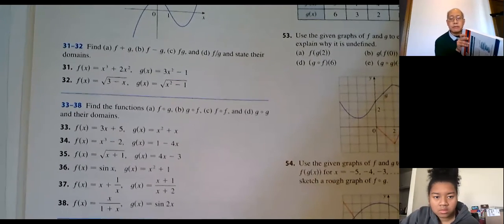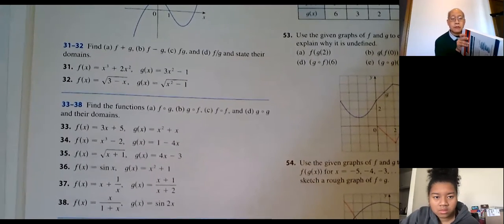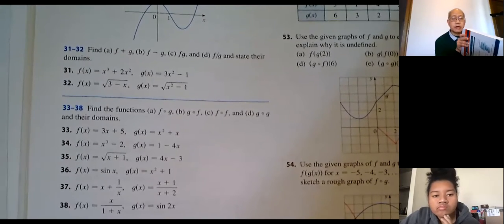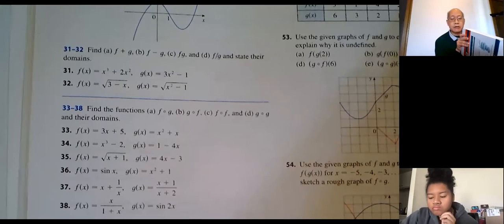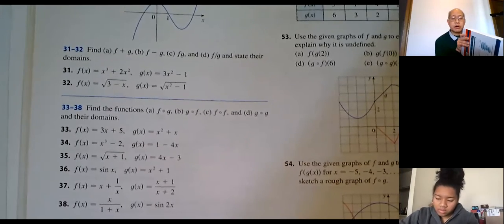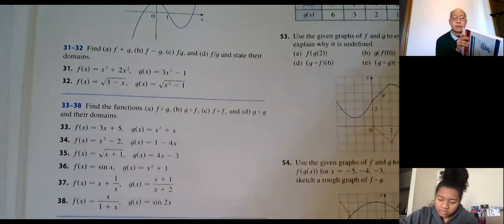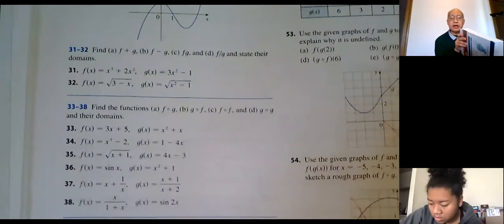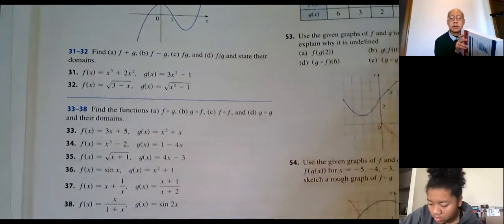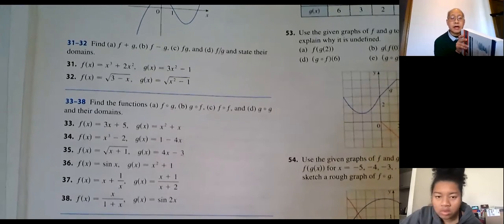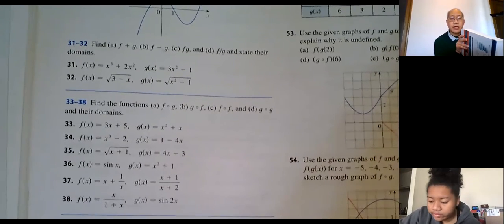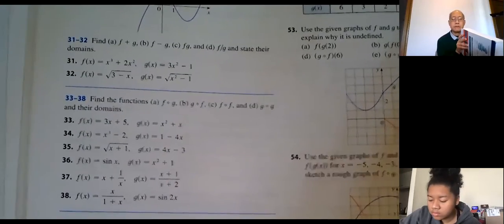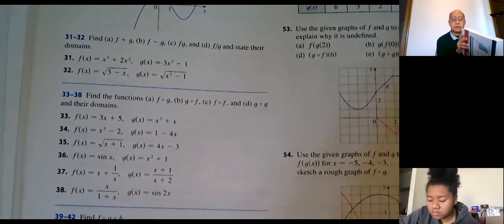C, FG means multiply. So it looks like it's going to be FOIL, right? So you go parentheses, x cubed plus 2x squared times, which means you don't have to put any symbol, and then parentheses 3x squared minus 1. So just FOIL it out, right? D is the easiest of all, F divided by G. So just write a fraction, right? And then on the top, just put x cubed plus 2x squared, and in the bottom, put 3x squared minus 1. That's pretty much all you have to do for 31.